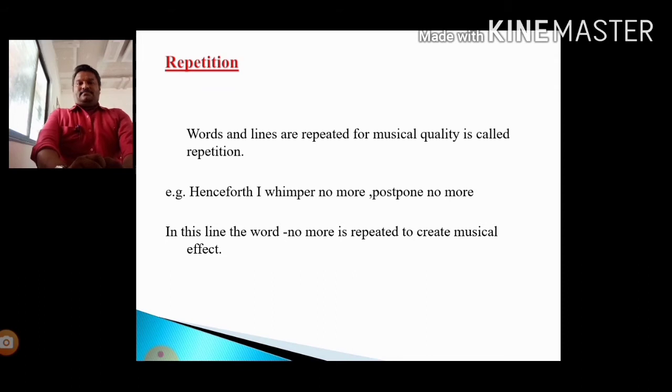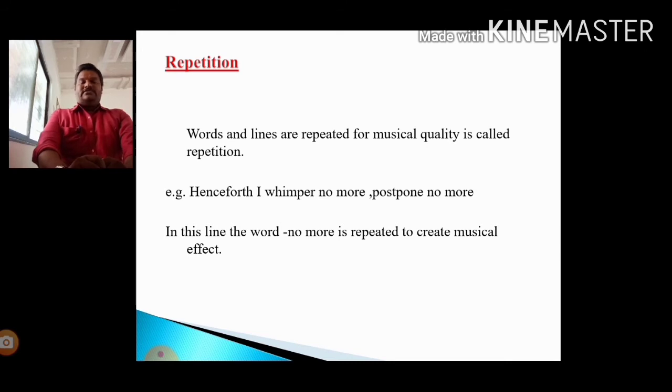For example, "Henceforth I whimper no more, postpone no more." In this particular line, you will observe that the phrase "no more" is repeated. But what is the purpose of repetition in a line of the poem? The intention behind repetition is to create a musical effect in the poem. That is the main objective of this figure of speech.